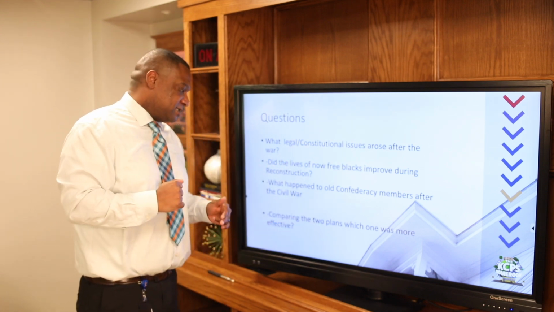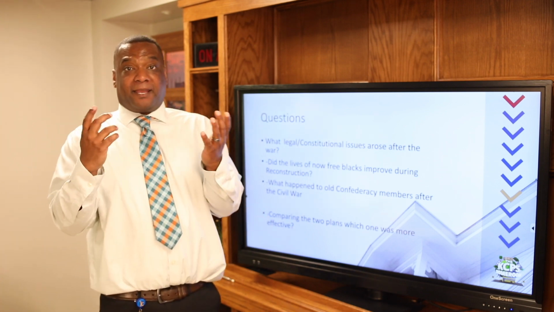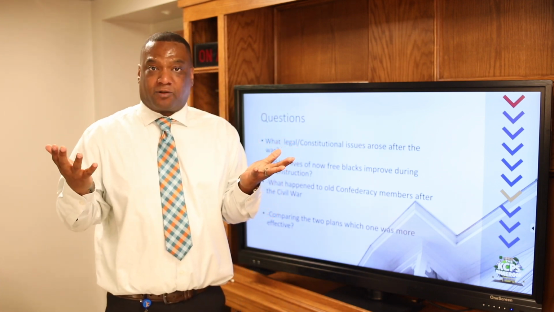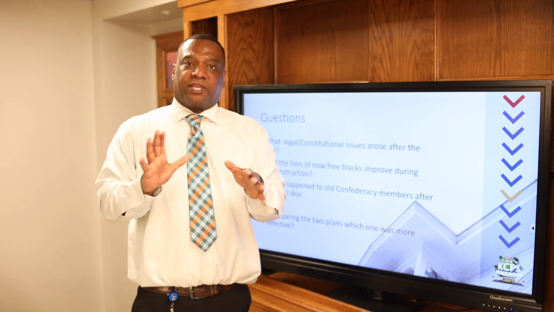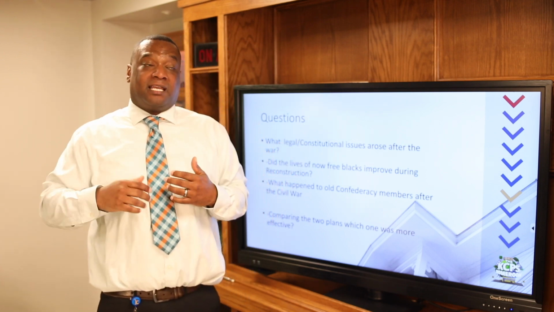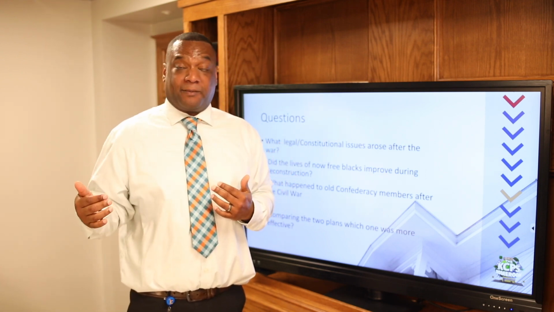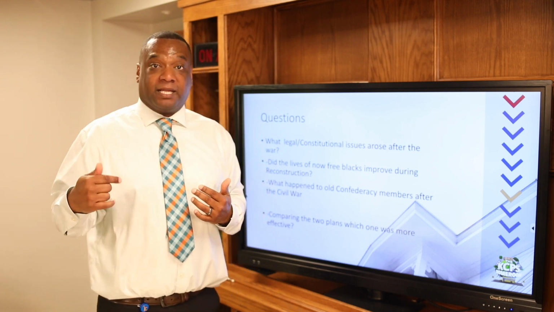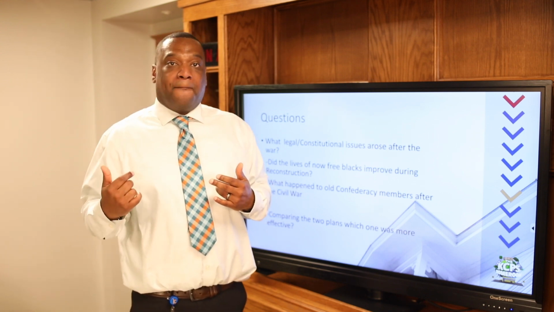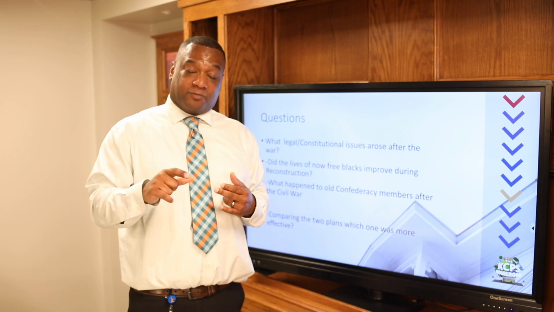Compare the two plans. Which one was more effective? Compare Lincoln's plan to Congress' plan, the radical Republican plan, right? Which one would you think is more effective? Personally, I like the aggressiveness of the radical Republican plan. They wanted to punish the South, which they ended up doing. But in the long term, it ended up hurting them, right?